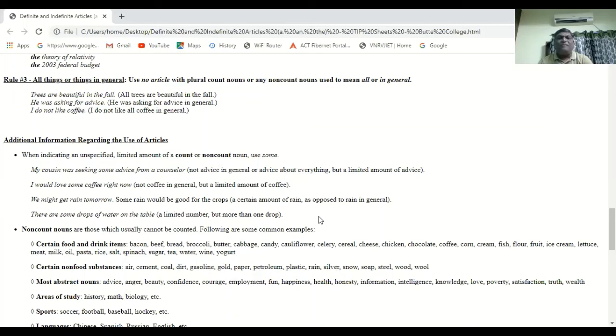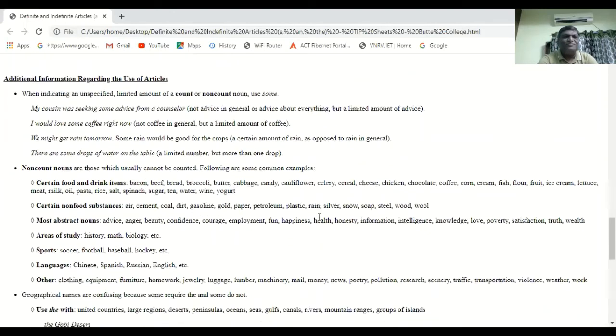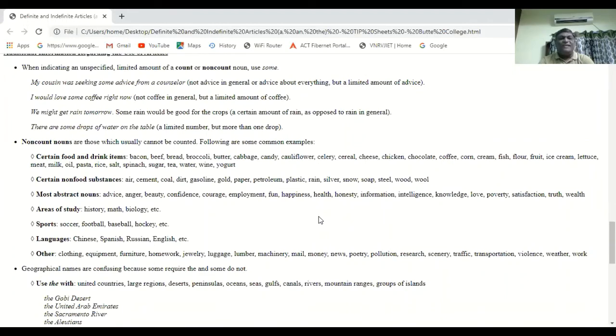I don't like coffee. So I don't like coffee in general. That's why. The coffee which I had in that particular restaurant was very delicious, was very tasty. When you speak about something particular, giving reference about it, then you can use the noun. Then when indicating an unspecified, for example, my cousin was seeking some advice. Here there is no need to say "the."